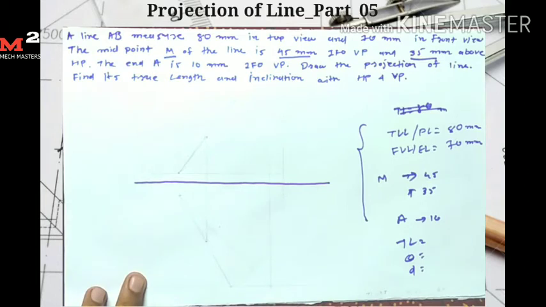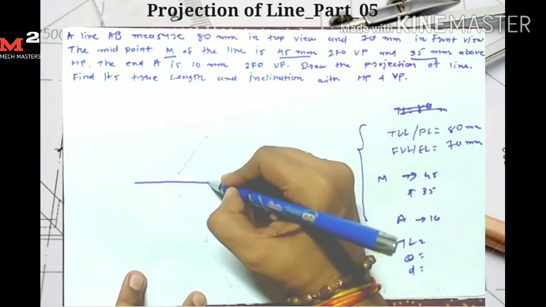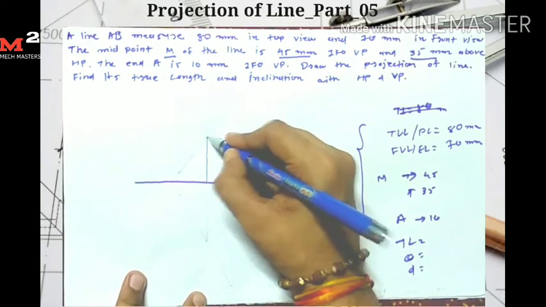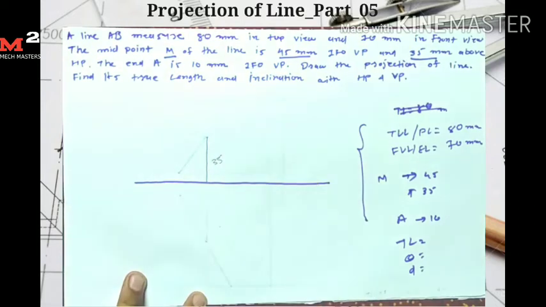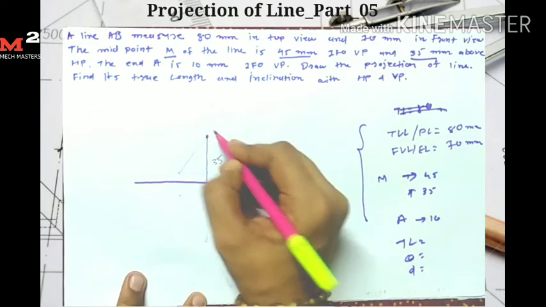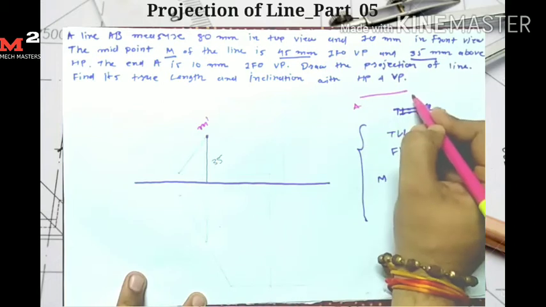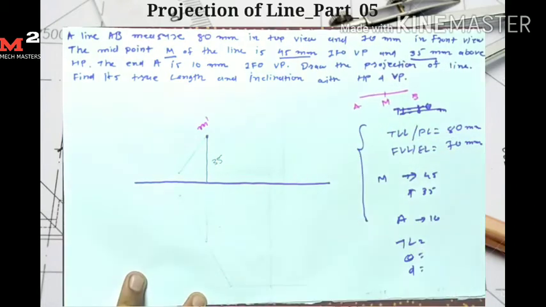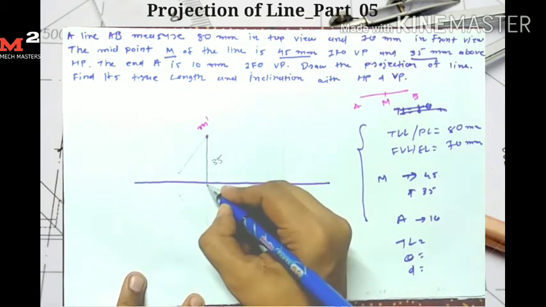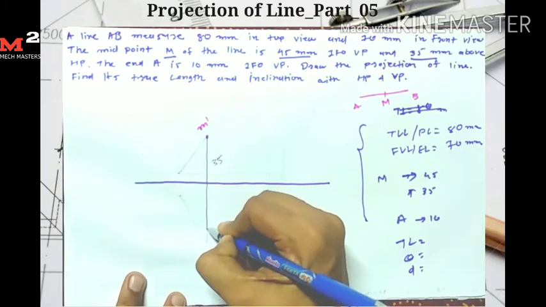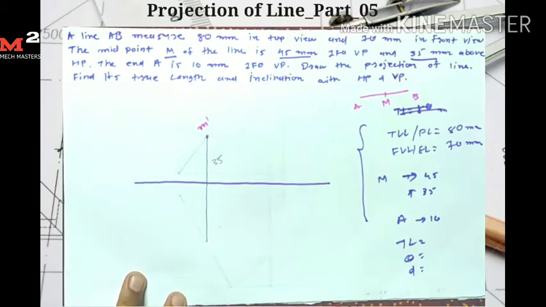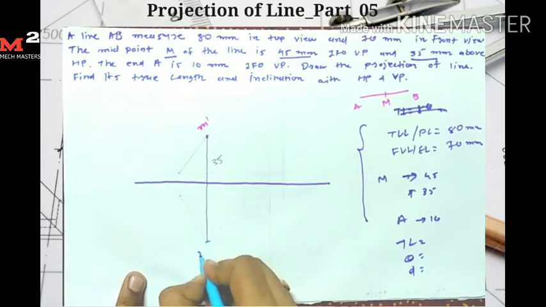Now from the reference line I measure a 35 mm distance at here, and mark the point M dash. Here M dash is the midpoint of line AB, so first I represent the midpoint. Now it's 45 mm in front of, so from here I measure the 45 mm distance and mark the point M at here.